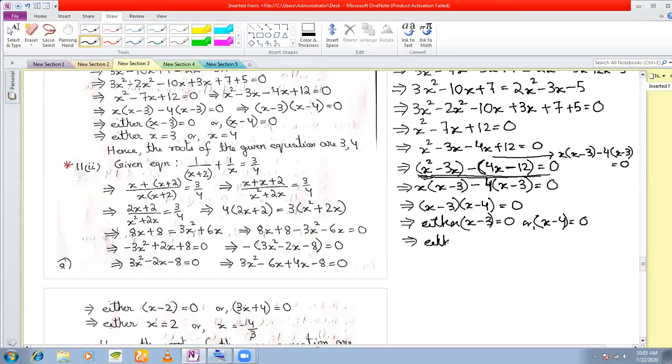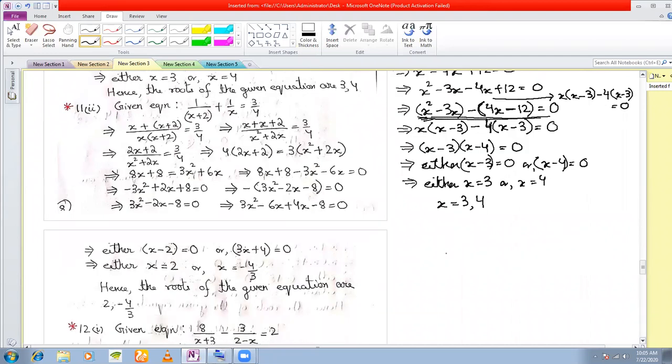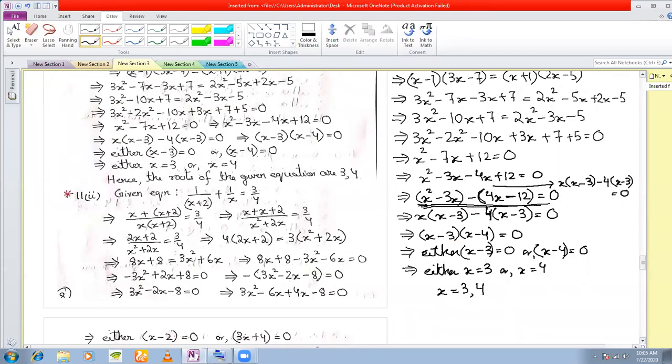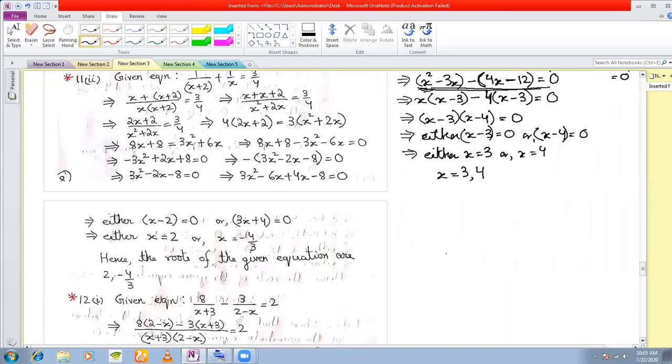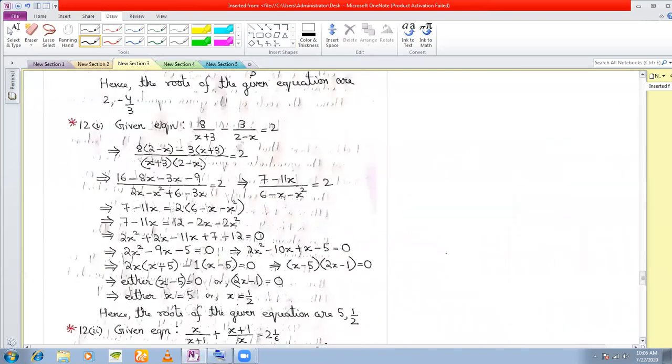This means either x is equal to 3 or x is equal to 4. So that means the roots of the equation are 3 and 4 only. Any doubts? Any particular step? No, sir.